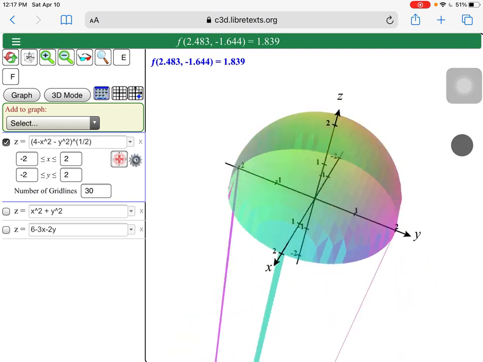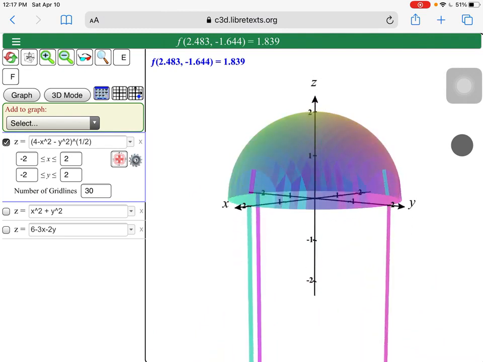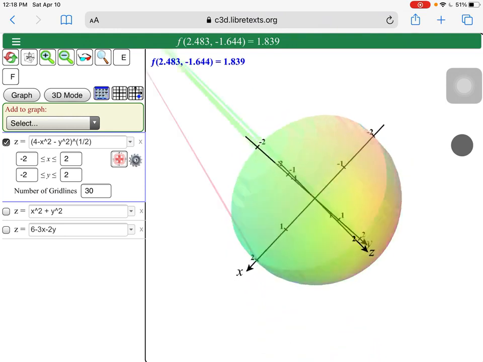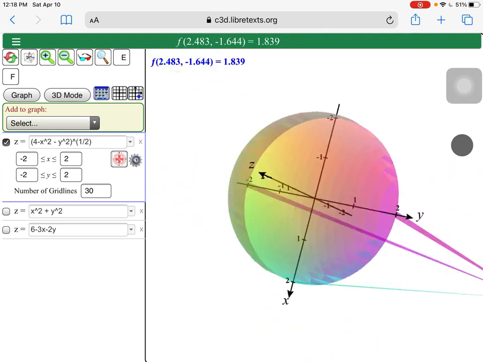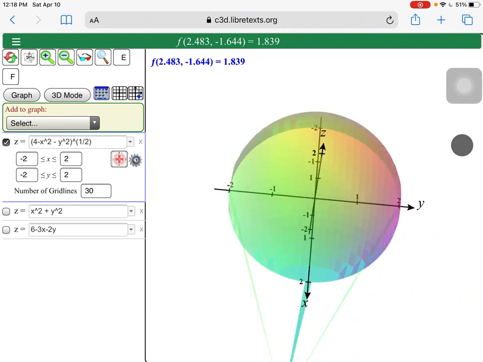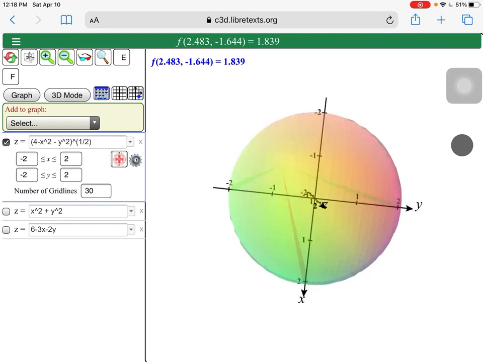And the extent is exactly what we thought from the domain, which is, here you can see it, in the xy space, the set of the disk of radius 2.